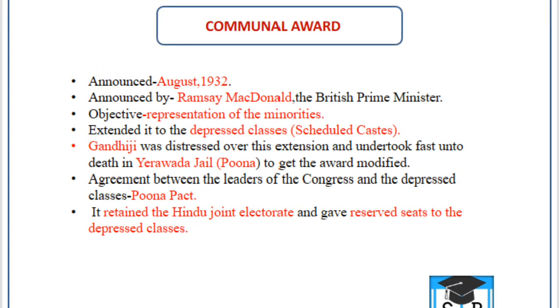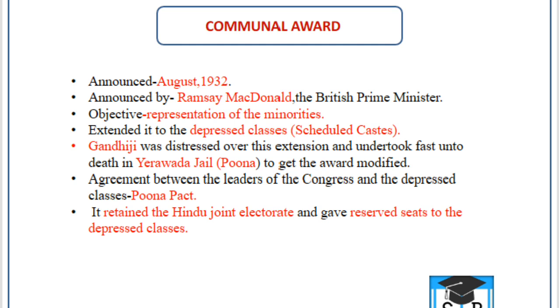Communal Award. In August 1932, Ramsay MacDonald, the British Prime Minister, announced a scheme of representation of the minorities. This scheme is known as Communal Award. The award not only continued separate electorate for the Muslims, Sikhs, Indian Christians, Anglo-Indians and Europeans, but also extended it to the depressed class, that is the scheduled caste. But Mahatma Gandhi was distressed over this extension of the principle of communal representation to the depressed class.